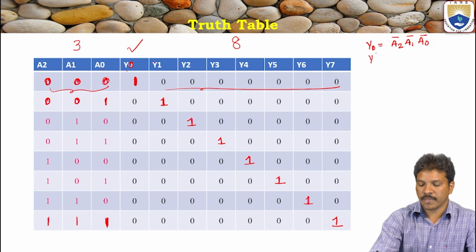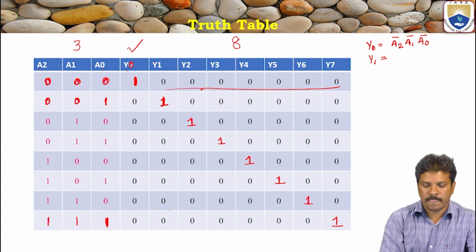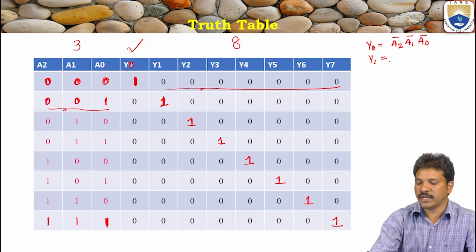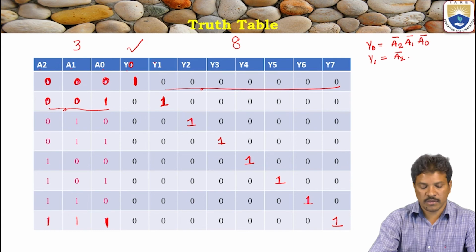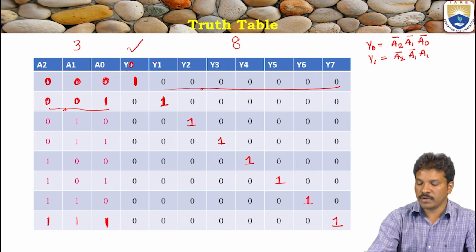Similarly, for Y1, only one logic 1 is there in the entire column, and its corresponding minterm is 001. 001 can be represented in variables as the minterm A2 bar, where bar represents the complement of the binary value, A1 bar, and A0, where A0 means it is logic 1, an uncomplemented variable.